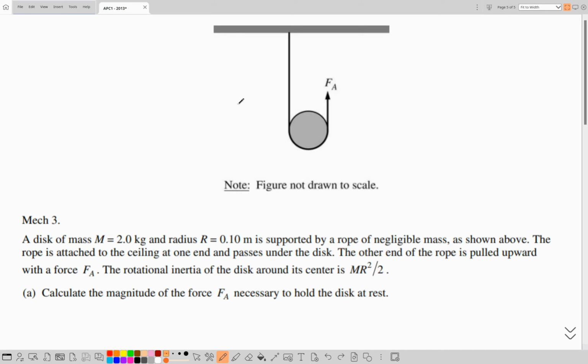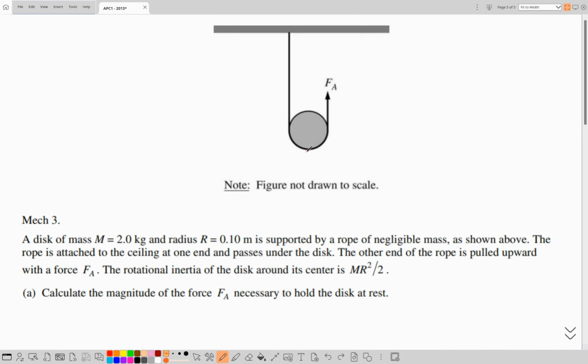A disk, so always remember that the figure appears above the text. A disk of mass m is 2 kg and radius r is 0.10 meters, supported by a rope of negligible mass. As shown in the figure above, the rope is attached to the ceiling at one end and passes under the disk. The other end of the rope is pulled upward with the force Fa. The rotational inertia of the disk around its center is given by mr squared divided by 2.